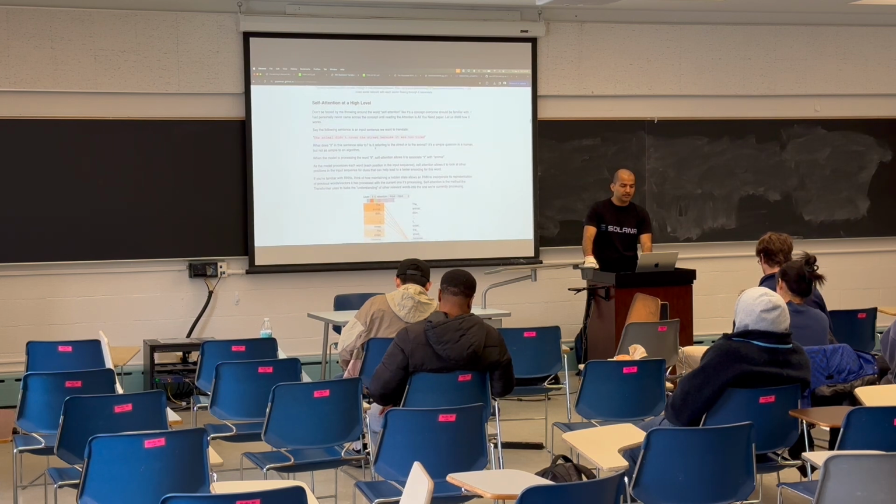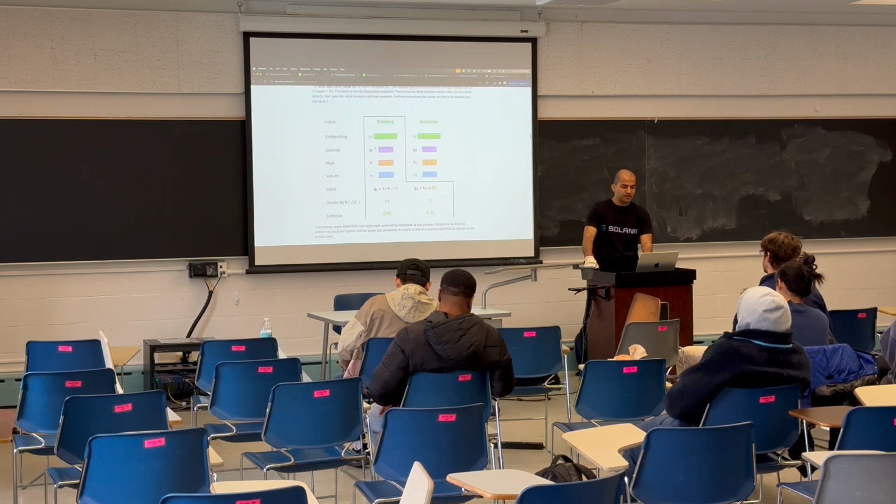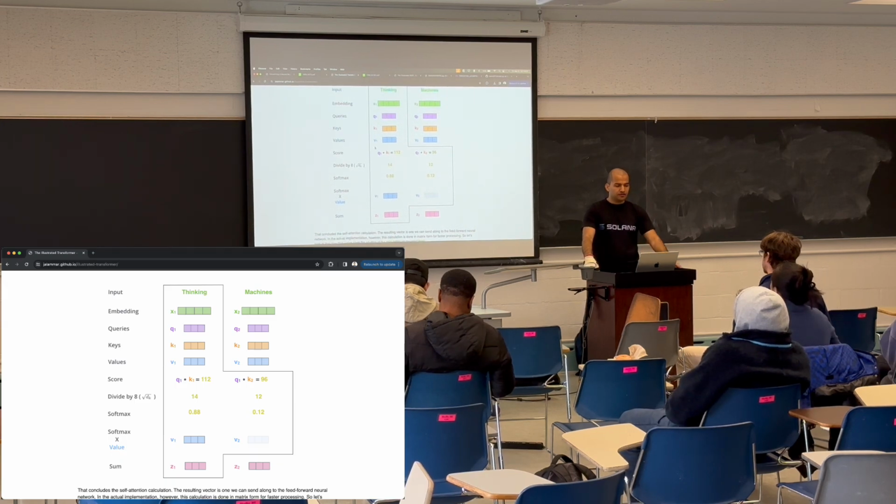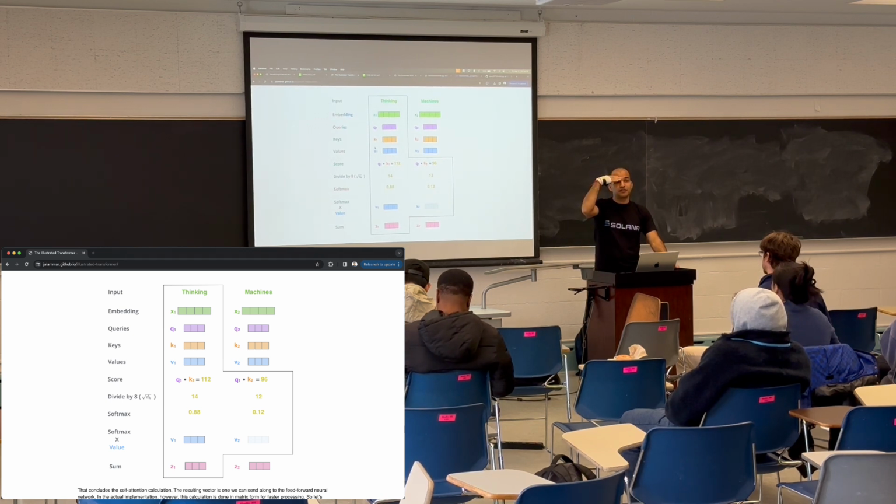Can anyone take a guess? Why n cubed? It's just n squared, because you're taking Q1 with all the Ks, then Q2 with all the Ks, and so on. So it is doing an n squared operation in terms of sequence length.